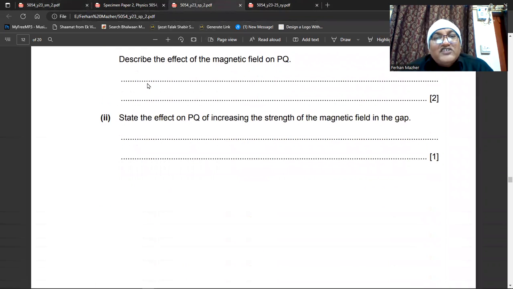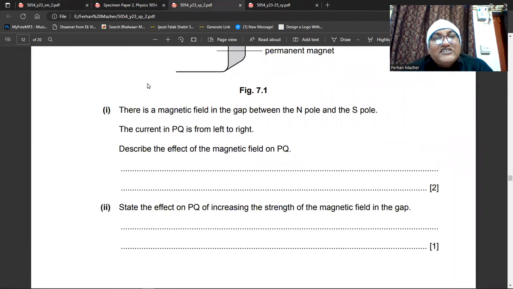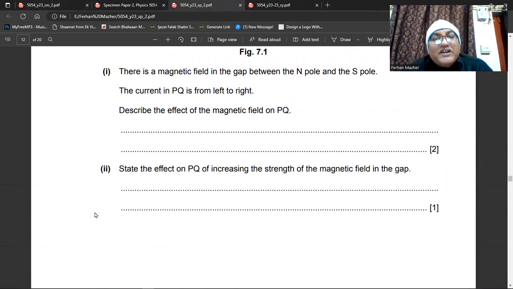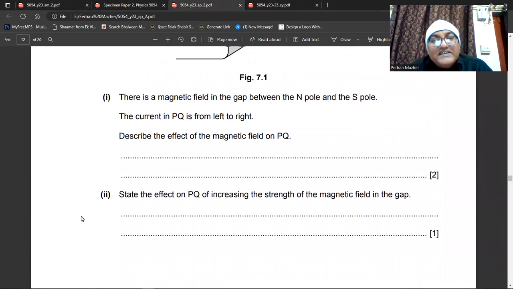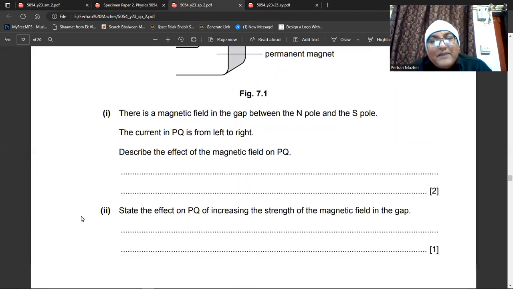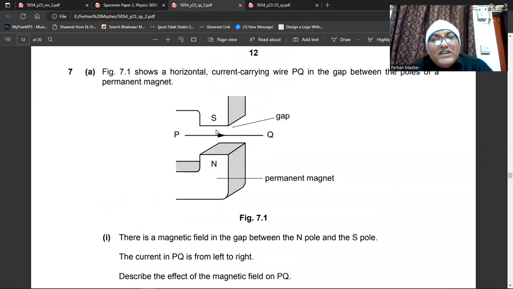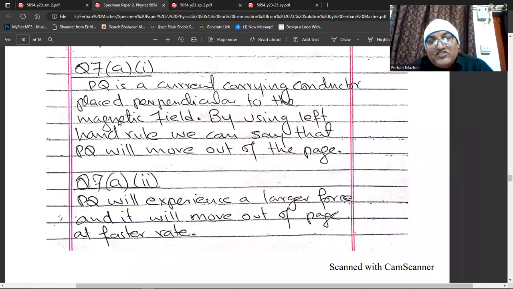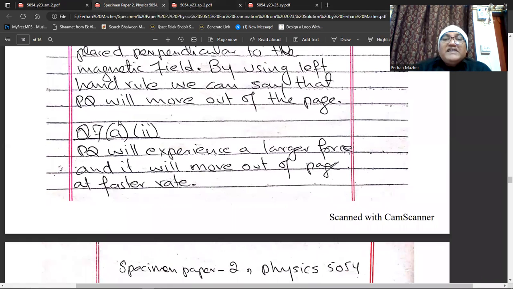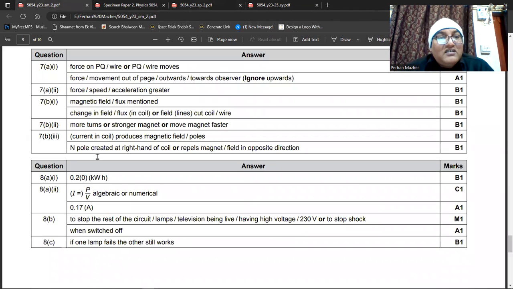Then the question is question number 7, part A, and its second part. State the effect on the PQ of increasing the strength of the magnetic field in the gap. One mark question. If you increase the magnetic field here, the force experienced by the PQ current carrying conductor will be larger. That's why the PQ will move faster out of the page.